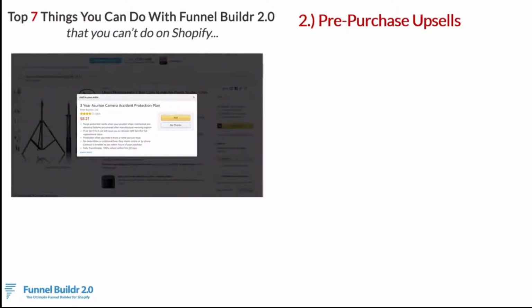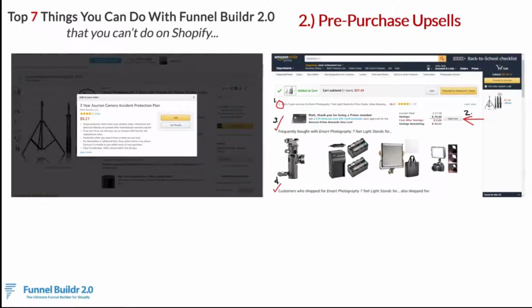value. Clicking on the no thanks or the add to cart here, we see that we have another offer for this protection plan. I click no thanks, and now we finally reach the cart, in which you'll find 4 more pre-purchase upsell offers that are just above the fold. So number 1, we have that warranty again. Number 2, there's a credit card offer. Number 3, it's the frequently bought together. And number 4, which you can't see below this, is related products. Customers who shop for this also shop for that.